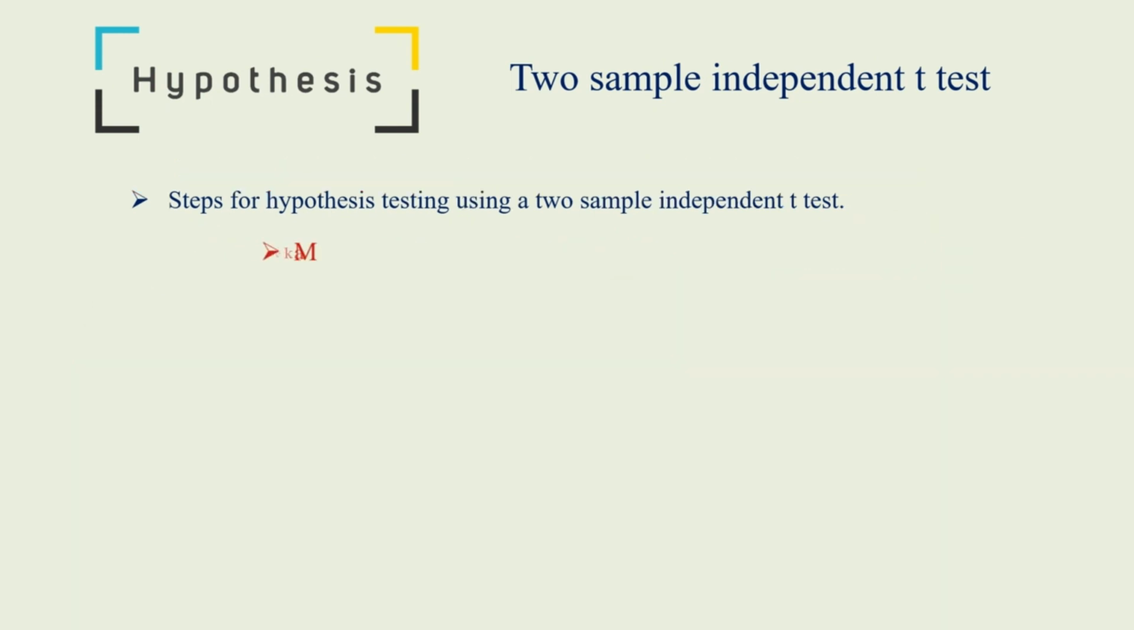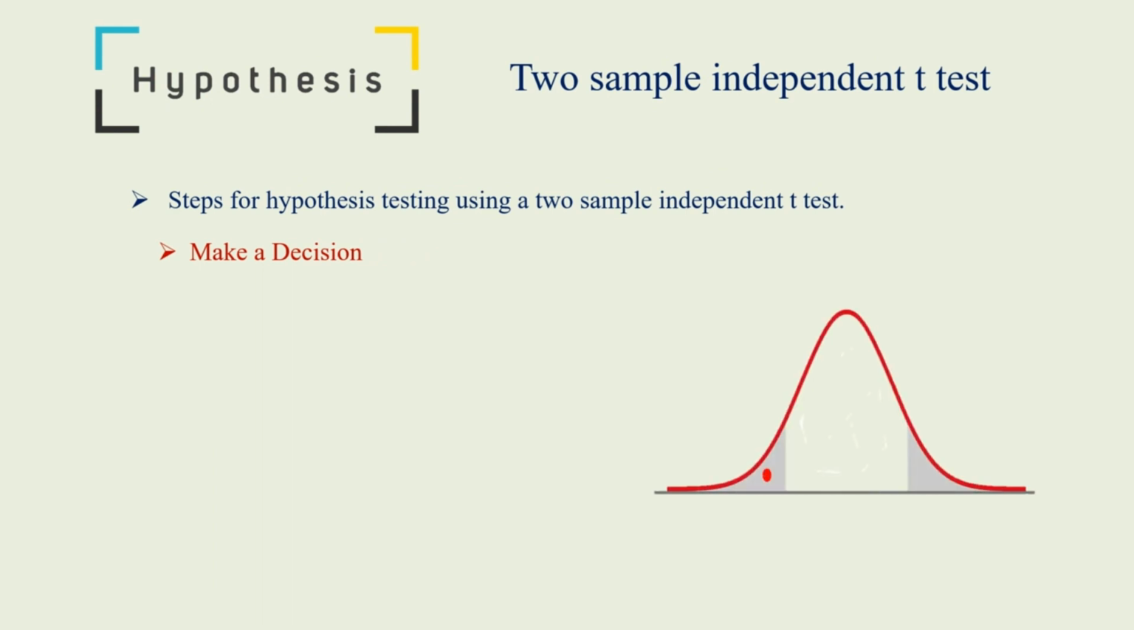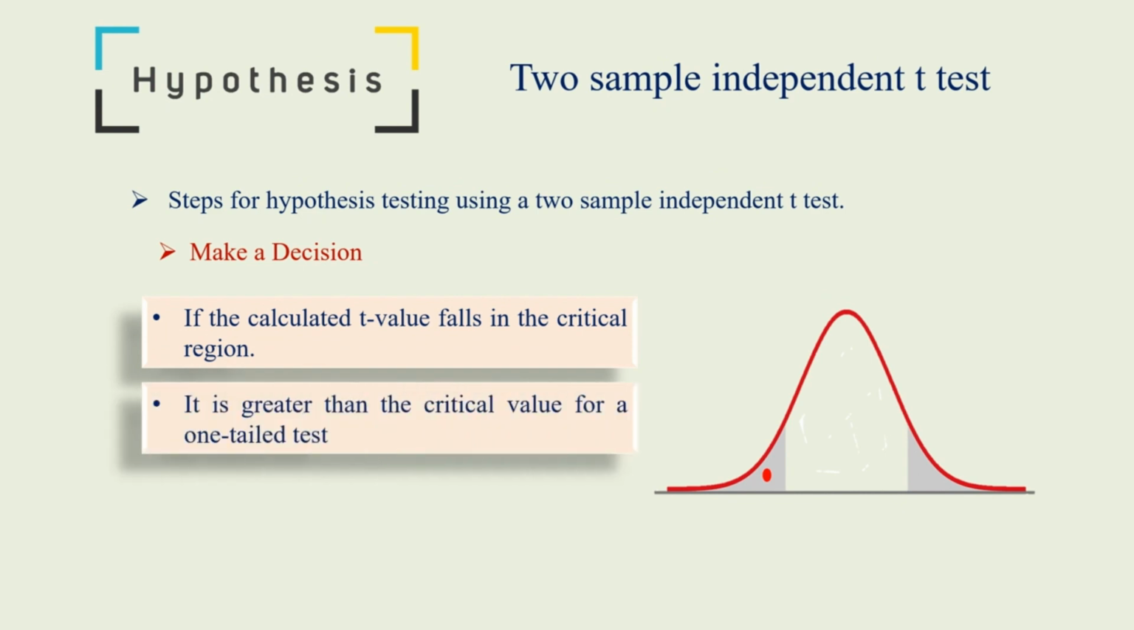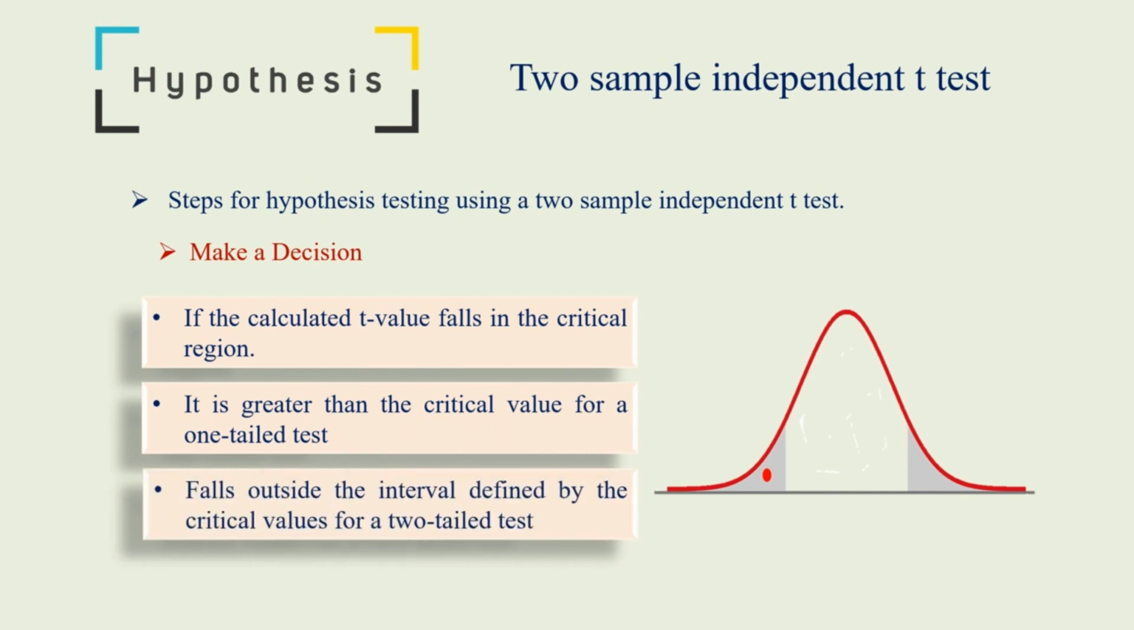Seventh step is, make a decision. Compare the calculated t-value to the critical value. If the calculated t-value falls in the critical region, or it is greater than the critical value for a one-tailed test, or falls outside the interval defined by the critical values for a two-tailed test, then reject the null hypothesis.